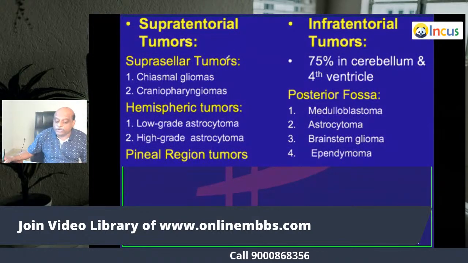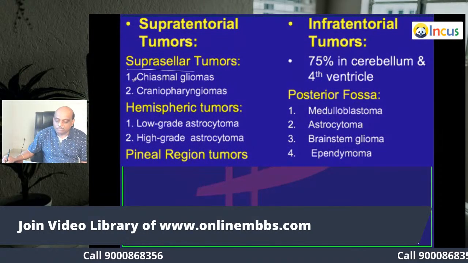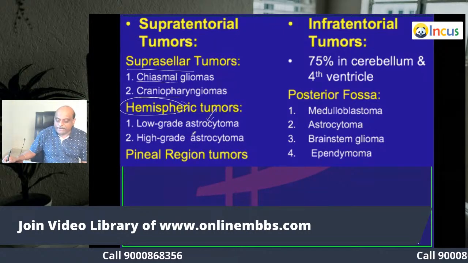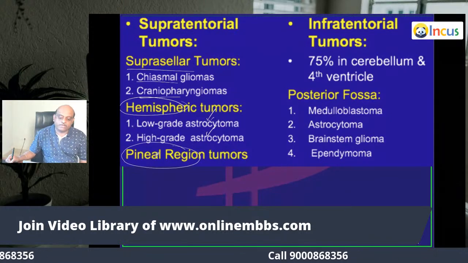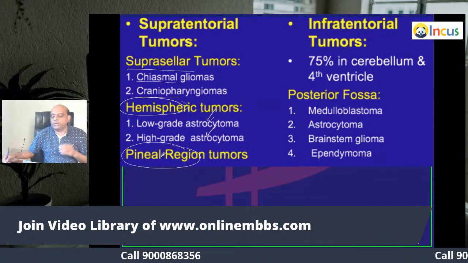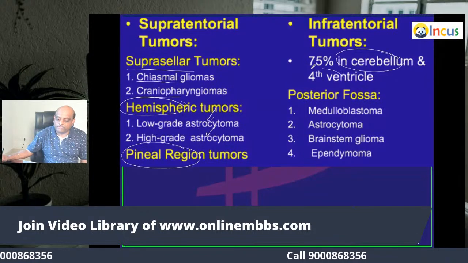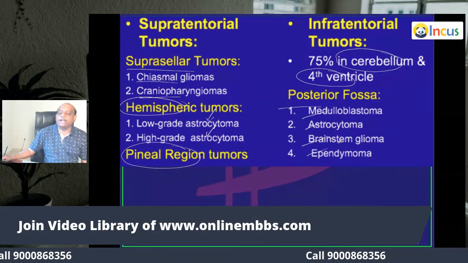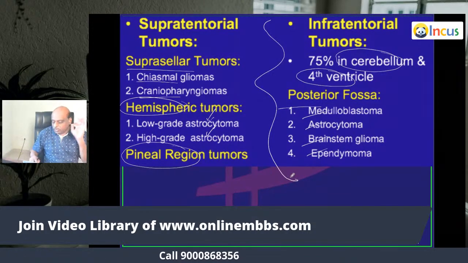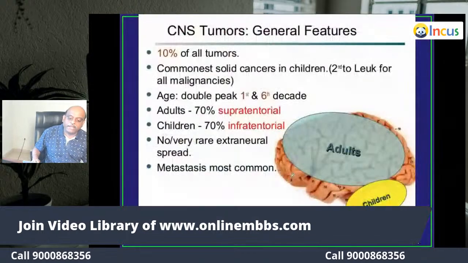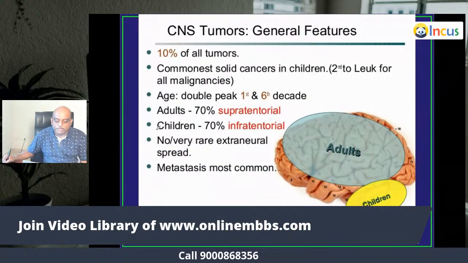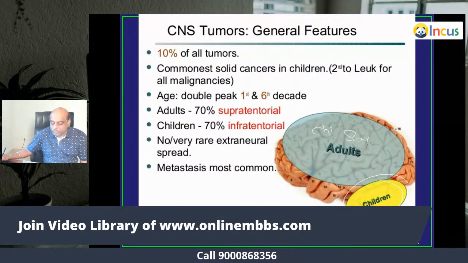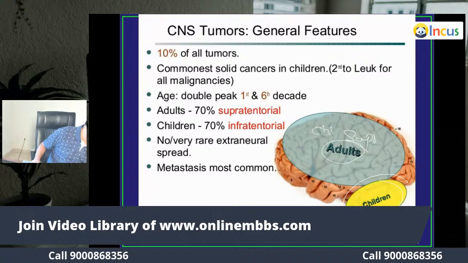So, what are supratentorial tumors? Suprasellar, like chiasmal gliomas, craniopharyngiomas. They can be hemispheric, like low-grade and high-grade astrocytomas, and pinealomas. Infratentorial, 75% are in cerebellum and fourth ventricle, and in posterior fossa, you have medulloblastoma, astrocytoma, brainstem glioma, and ependymoma. These infratentorial tumors are the most common in case of children, like this. Supratentorial are most common in the adults. Please don't forget, doctor.